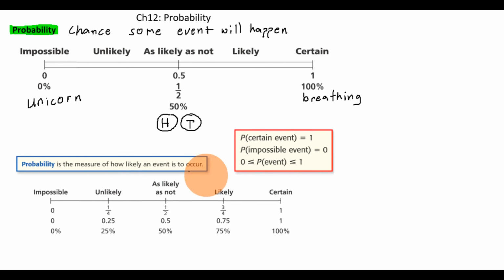Now, these words were associated with 25% and 75%. But if I had a probability of something occurring that is 26%, well, 26 is pretty close to 25, so I would still say it's unlikely. If I had a 99% probability or chance that something will happen, well, it's not 100%, so it's not certain. The closest thing that I have is likely, so this is the only word I can use to represent 99%.